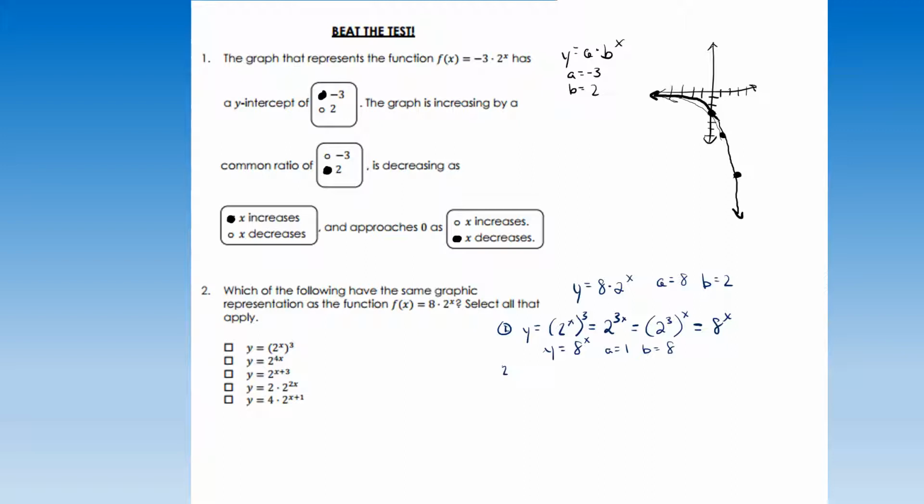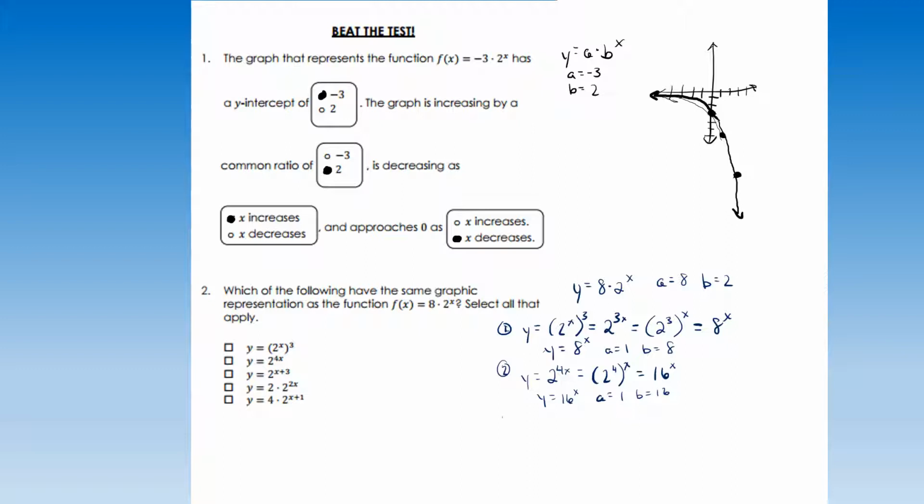All right, let's look at the second one. 2 to the 4x. Pretty similar to the first one. This is 4 times x, so I can rewrite that as 2 to the fourth to the x power, and 2 to the fourth would be 2 times 2 times 2 times 2, or 16 to the x. So if that equation is y equals 16 to the x power, a is still 1 and b is 16. Either way, it's not going to be equivalent to my first equation.